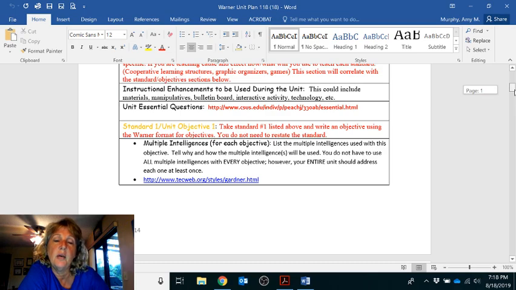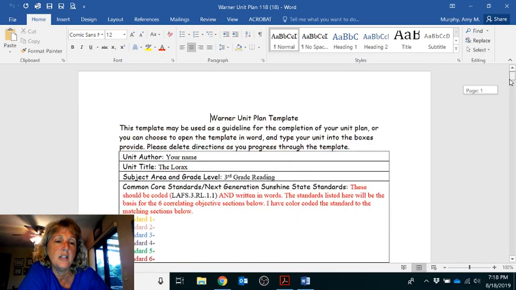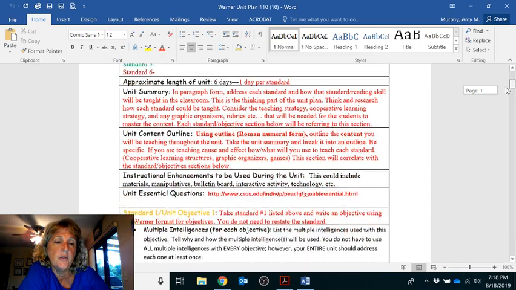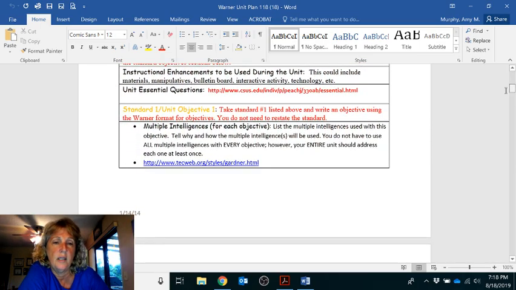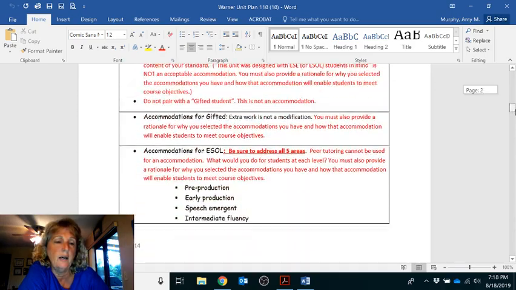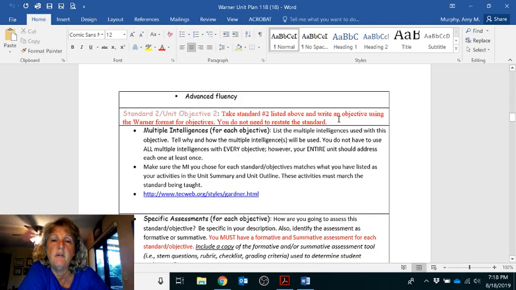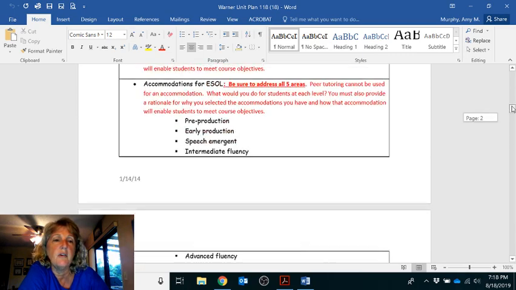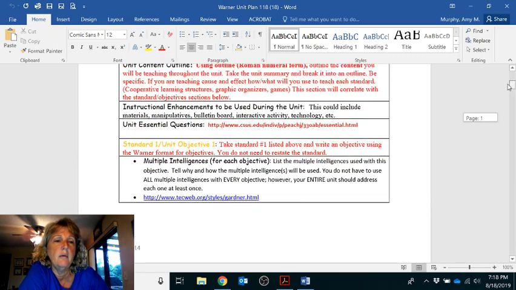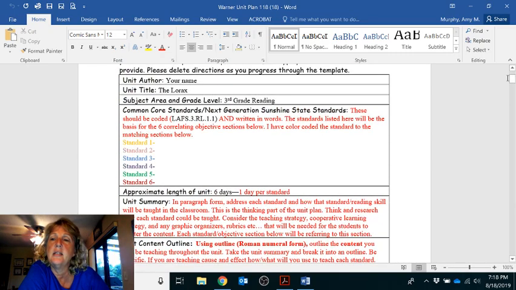Now, if you look at the rest of the unit plan, it's laid out in 6 different sections to match the 6 standards. So everything that you do for Standard 1 will be in the Standard 1 section. In week 3, you will write the objectives in the first box. So this is the place for the objective for Standard 1. If you scroll down, there's a place for the objective for Standard 2. If you've noticed, I've color-coded the standards to help you easily find where they belong.